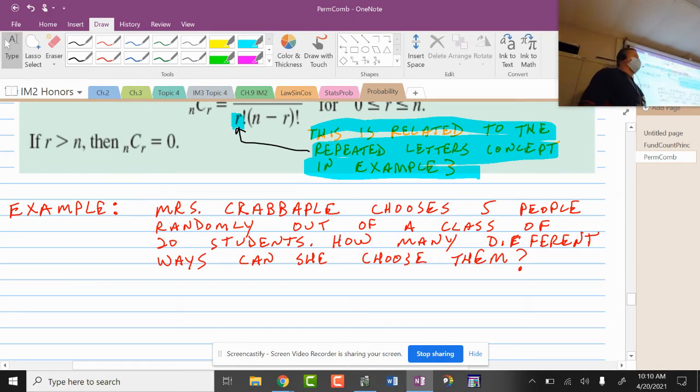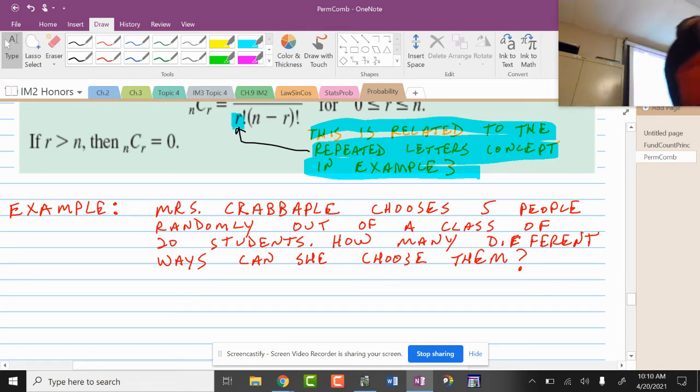Usually it's like from a group of people, I'm going to get 3 people to do this. That's when you're dealing with permutations and combinations. So Mrs. Krabappel chooses 5 people randomly out of a class of 20 students. How many different ways can she choose them? Anything specific? Do they win a prize for being chosen first? No, let's say it's for a field trip.